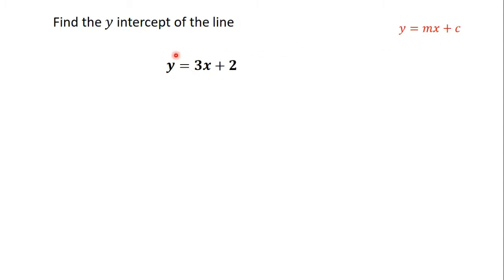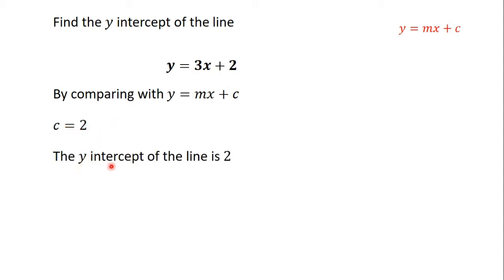The equation of the straight line that we have been given is y is equal to 3x plus 2. It is already in the form of the general equation of a straight line. So if you compare y is equal to mx plus c with y is equal to 3x plus 2, we can see that c is equal to 2. So the y-intercept of the straight line is 2.